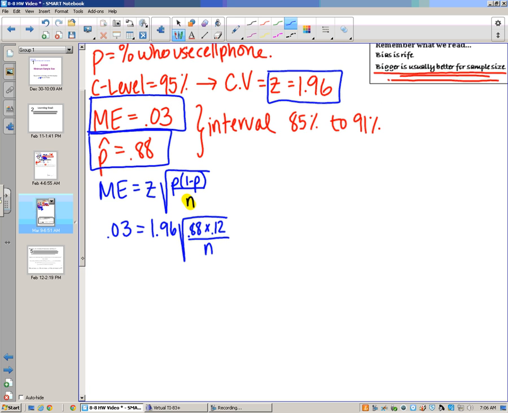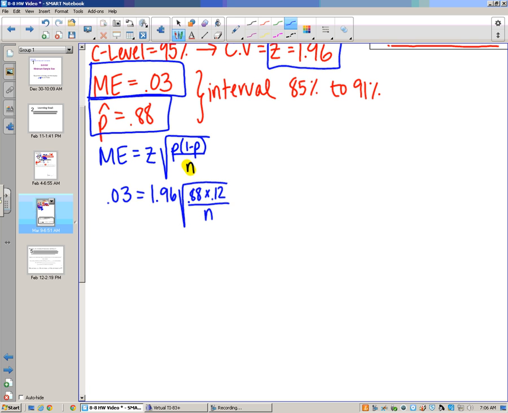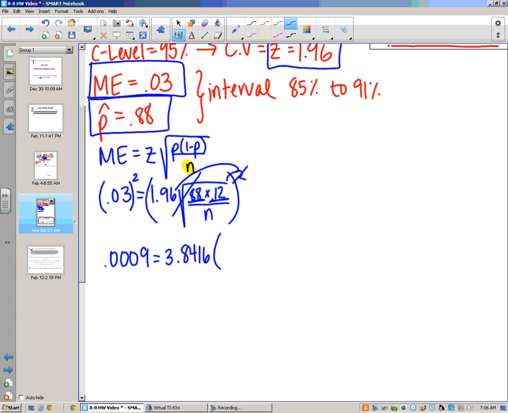There's a couple ways you can do this using algebra, and yes, we are going to use algebra. One thing you can do is get rid of this square root, so I'm going to square both sides of my equation. If I square this, I get 0.0009. The square is distributed to both things. So 1.96 squared is 3.8416. This square is going to cancel out with that square root. In my calculator, 0.88 times 0.12 is 0.1056 over n.